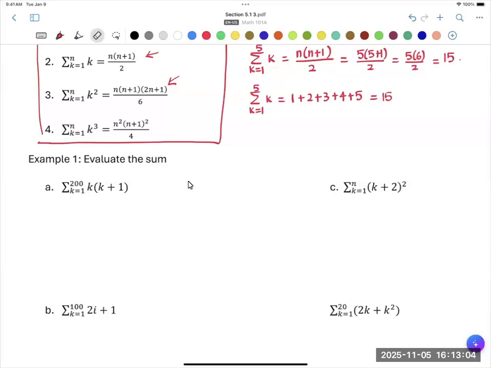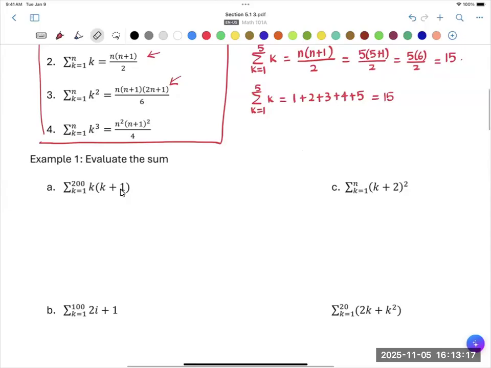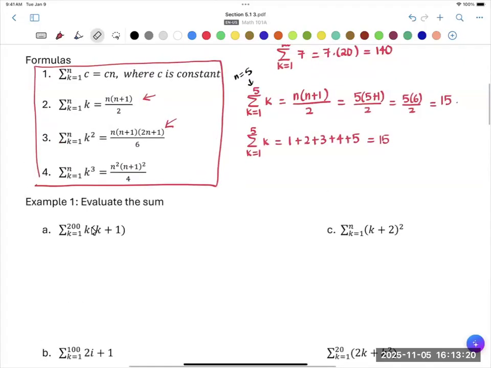All right, so now let's take a look at an example. How do we apply the formula to this problem? I have this problem: the summation of k equals 1 to 200 of k times (k plus 1). We won't be able to apply the formulas yet because the term doesn't look similar to what we have, so we're going to have to expand this first.